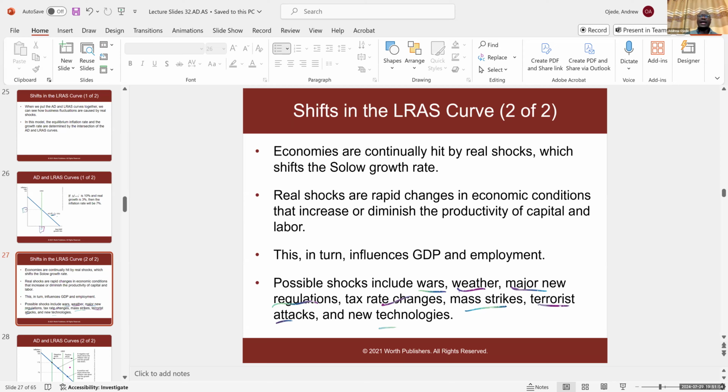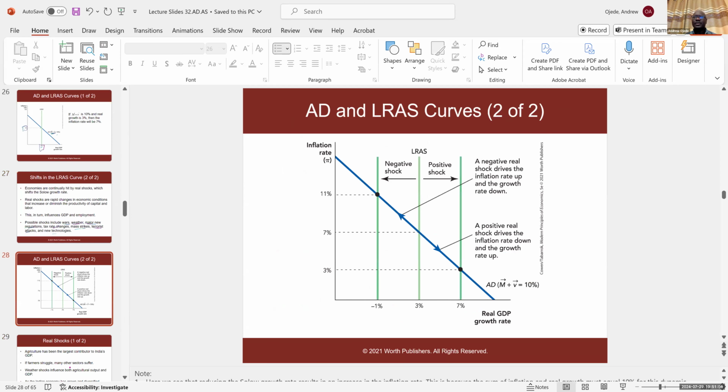So here's what is going to happen. When you have a positive real shock, that means those shocks are favorable to production. For example, if the economy does not experience any war, you get better weather conditions, you get better technology, you discover new technologies. Those are going to be interpreted as positive shocks. They will shift the long-run aggregate supply curve to the right.